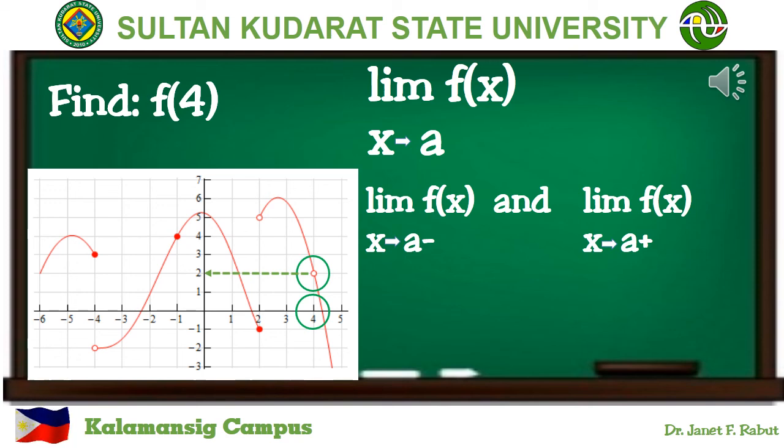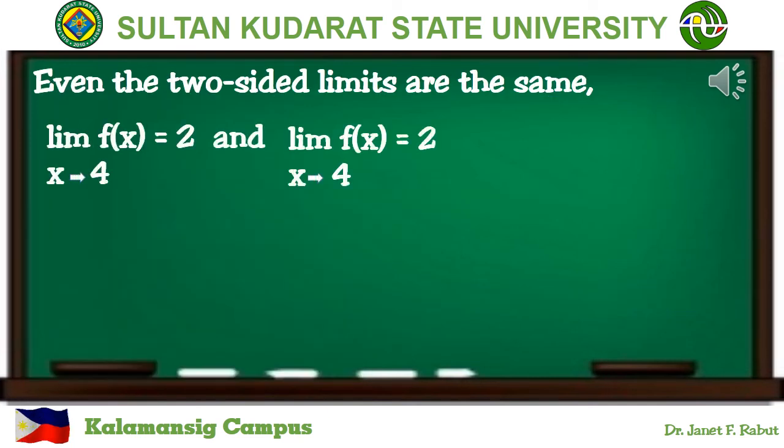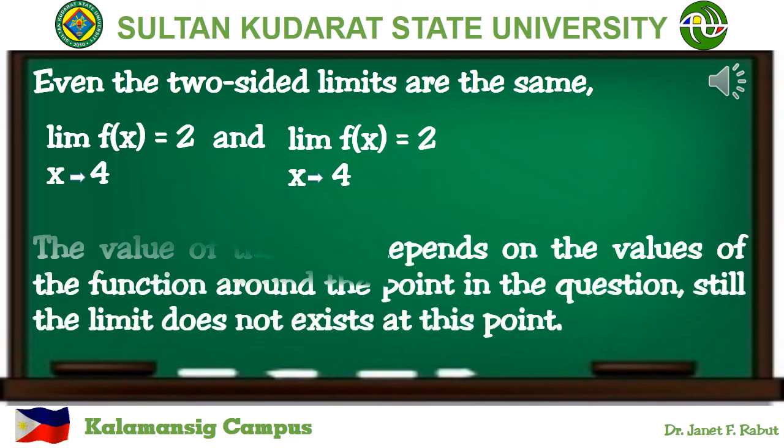So here we have the limit of f of x as x approaches 4 from the left of a is equal to 2, and the limit of f of x as x approaches 4 from the right of a is equal to 2. That means that both sides are approaching the same value as x approaches 4. Even though the two-sided limits are the same, or both sides approach the same value, which is 2, still the value of the limit depends on the values of the function around the point in question. So we can say that the limit does not exist at this point.